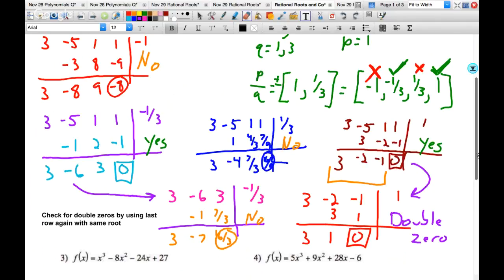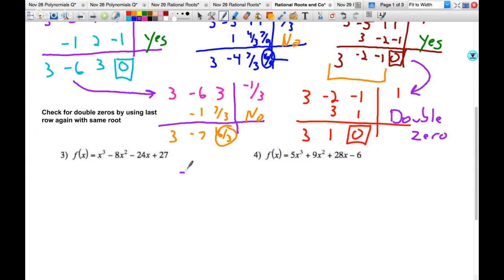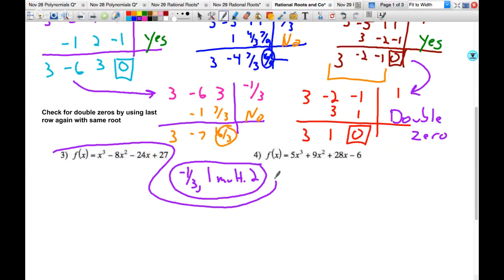If I was to write out my roots, let me do that here. I need to write out my roots as negative 1/3 and 1 with multiplicity 2. And now I found all 3 of the roots. Okay, and that's for this problem here. I'll make that clear. I'll say how to write the answer.